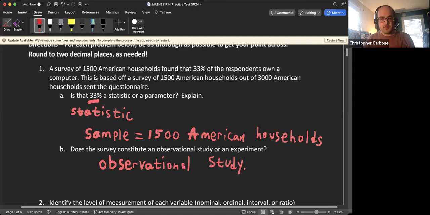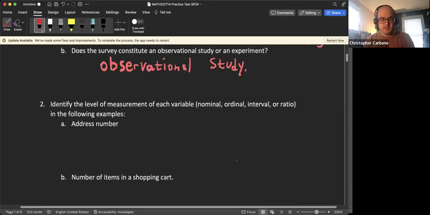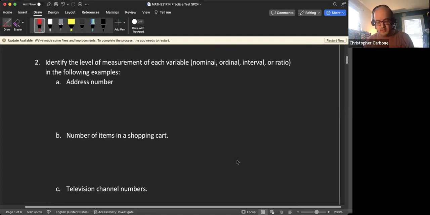My second question is to identify the level of measurement for these variables. So nominal, ordinal, interval, or ratio. Address number. While it certainly names things, adding and subtracting does not necessarily mean you have a new address number. So the only one that best describes this one is going to be ordinal.